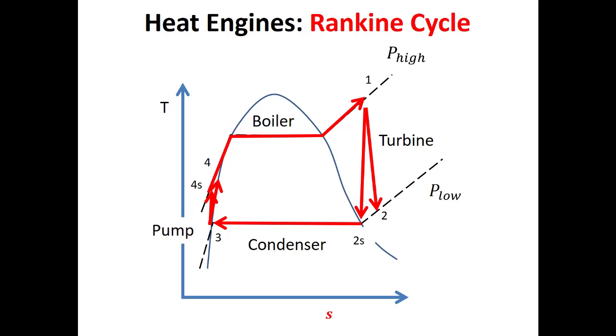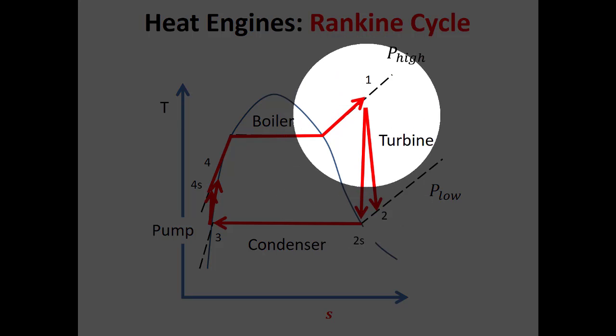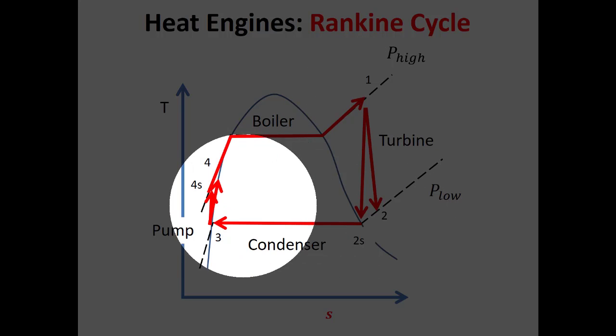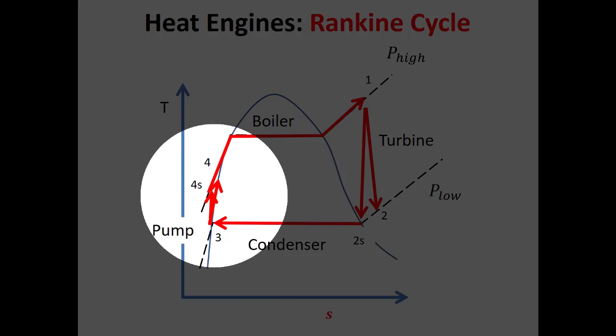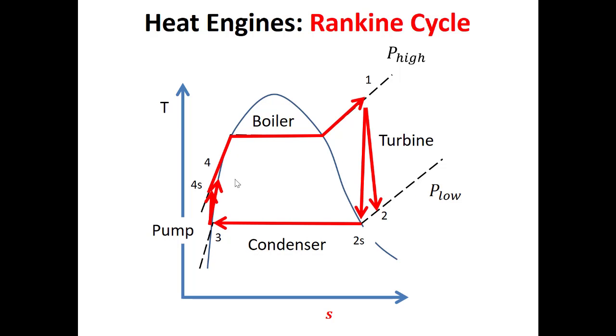Right? Remember, the ideal turbine is vertically up and down, but the real turbine goes down and to the right. The ideal pump is vertically up and down, but the real pump goes up and to the right. We get power out at the turbine. The condenser rejects heat. Work goes in at the pump, and heat goes in at the boiler.